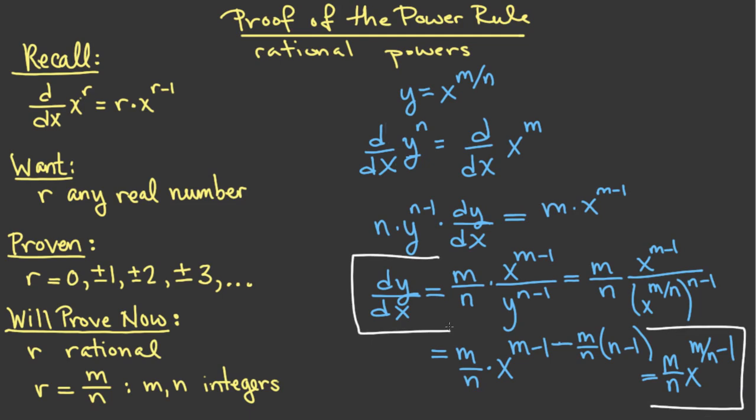So we're done. We used implicit differentiation to prove the power rule in the case where r is a rational number. Of course, we still need to prove this in the case that r is any real number, and we'll actually be able to do that at the very end of this unit. Now it's time for you to get some practice using implicit differentiation yourself.